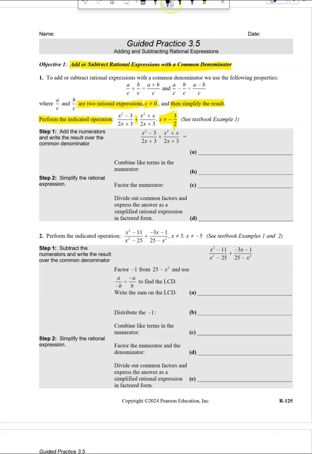Okay, so we're going to add our numerators. So it's going to be x squared minus 3 plus x squared plus x, all written over 2x plus 3. And we only write that once because that's our least common denominator, right? So now we can combine everything. When we combine those, we have 2 of these, so that's going to be 2x squared, and we have plus x minus 3, and all of that is going to be written over 2x plus 3.